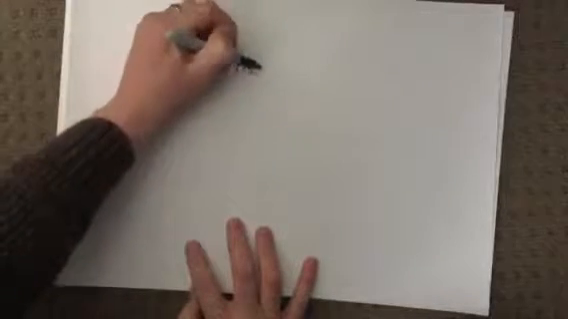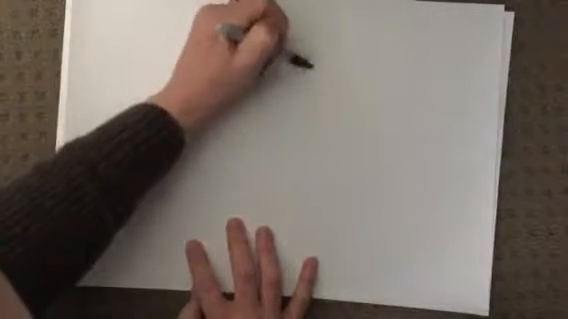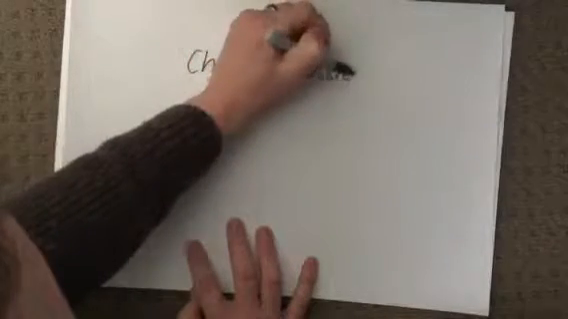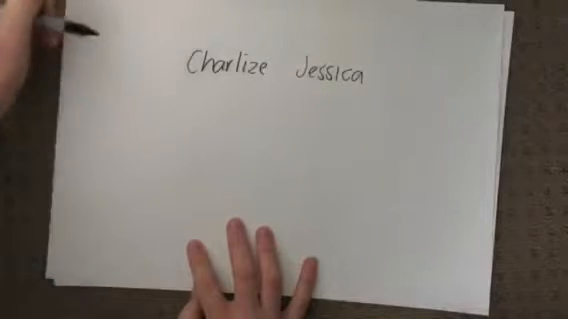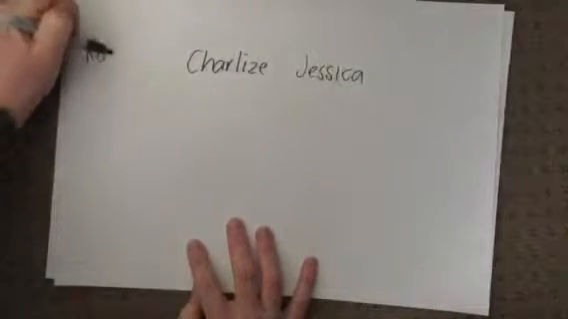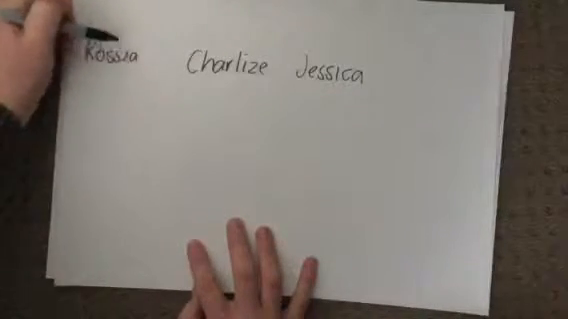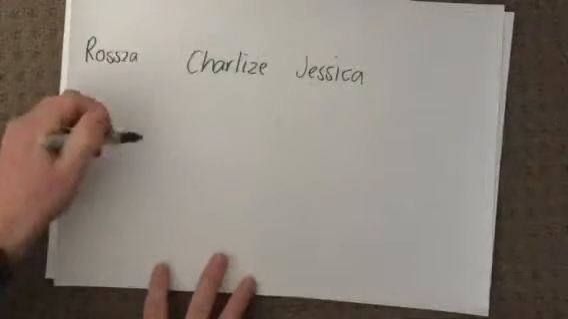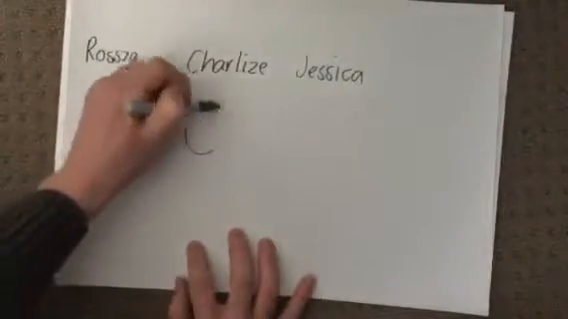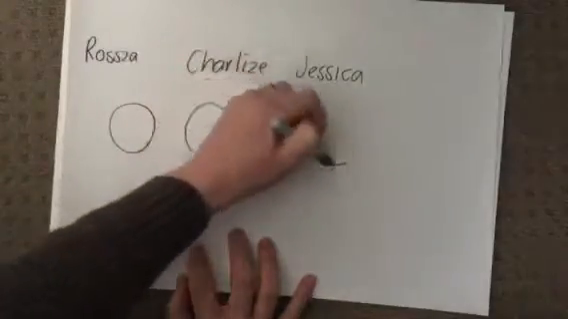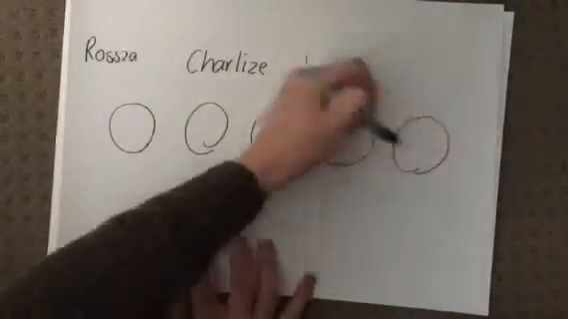We'll try one more before we go. Let's use 2 more people. Let's use Charlize and we will use Jessica. Okay. And we might use Rosa as well. Okay. Now we have 1, 2, 3, 4, 5.